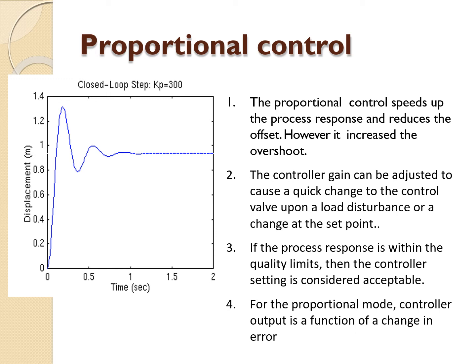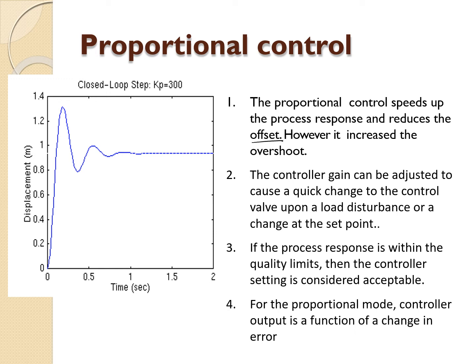Okay, basically the proportional control speeds up the process response and reduces the offset. However, it increases the overshoot. So okay, from the figure that we saw just now, the system with no control. Basically when we install proportional, the process response will be sped up. That means it can reach the set point, it will reach constant in the fastest way as compared to the system with no control. And then it will reduce the offset.